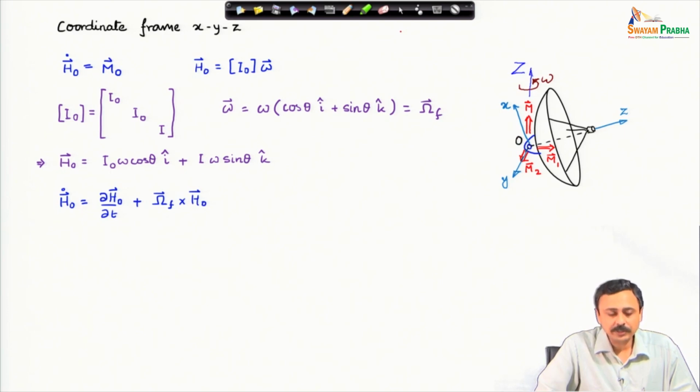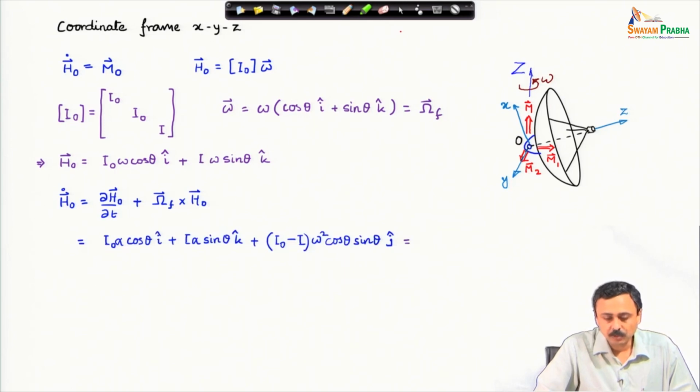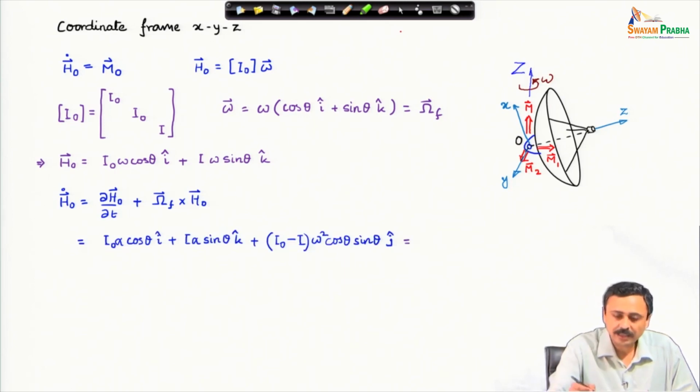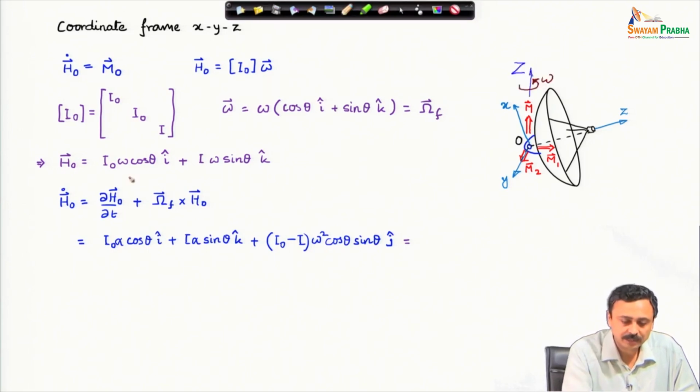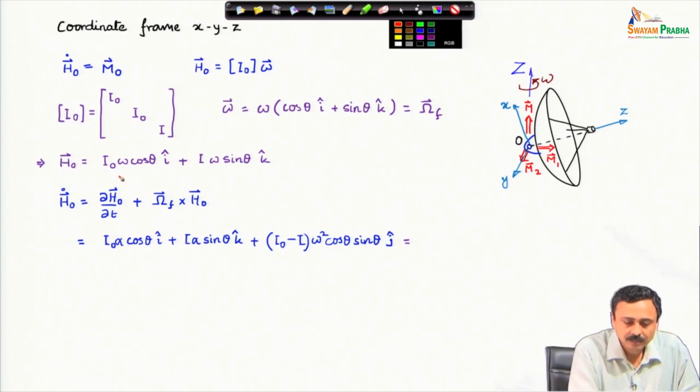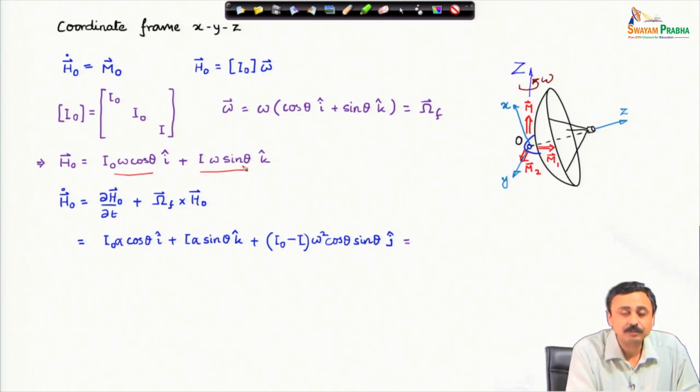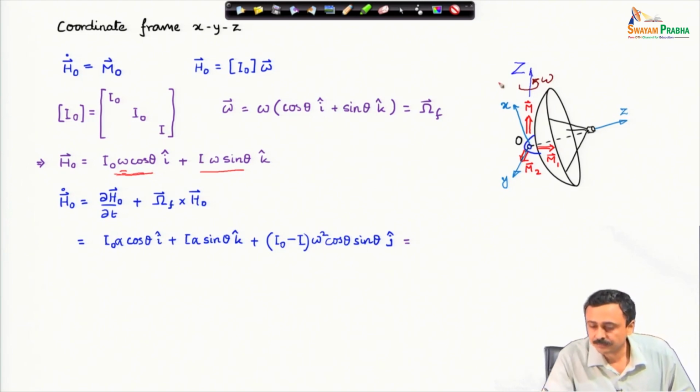The rate of change of angular momentum, we follow the same prescription: the local rate of change, del by del t of H_O, plus omega frame cross H_O. If you do all these calculations, del H_O del t is the time derivative of these terms, not the frame, these terms. Here we can have acceleration because this omega can change. Theta is not changing, theta is this angle.